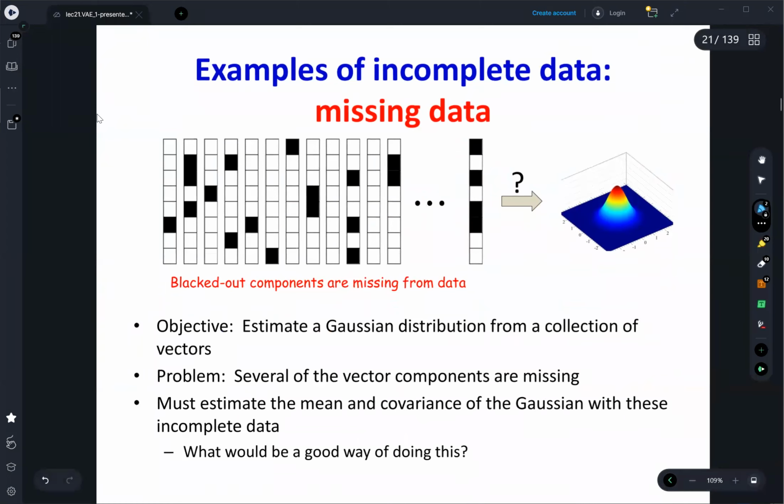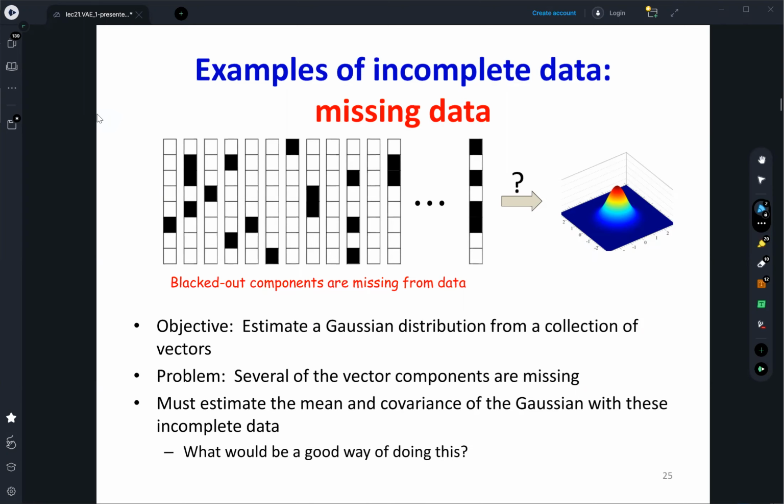So, for example, let's say I'm trying to compute a Gaussian distribution for these data. These are all vectors. Each bar represents a vector. Each little square in the bar represents one component of the vector. And any square that's blacked out is a component that is not known to you. This kind of data occurs very frequently.